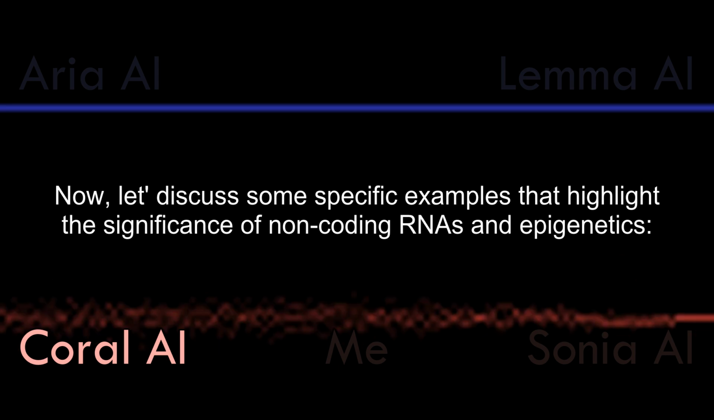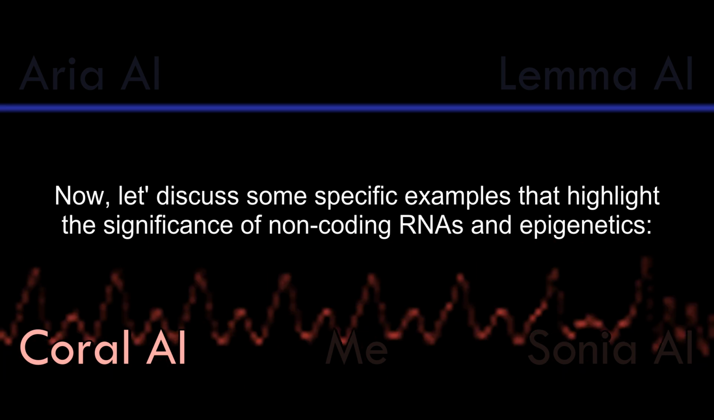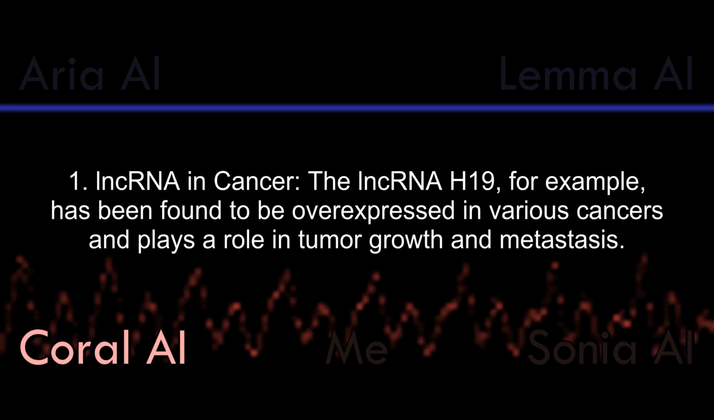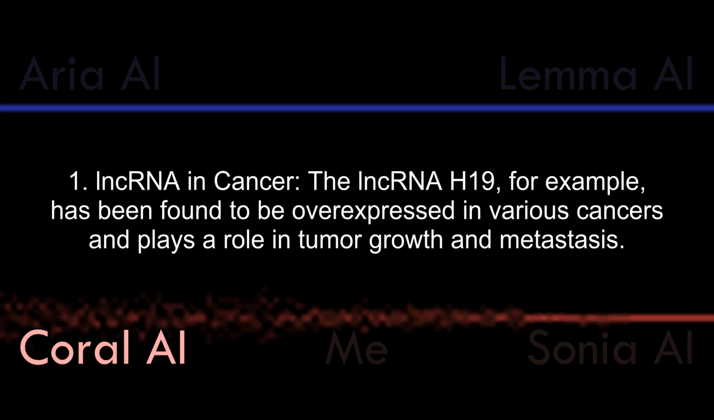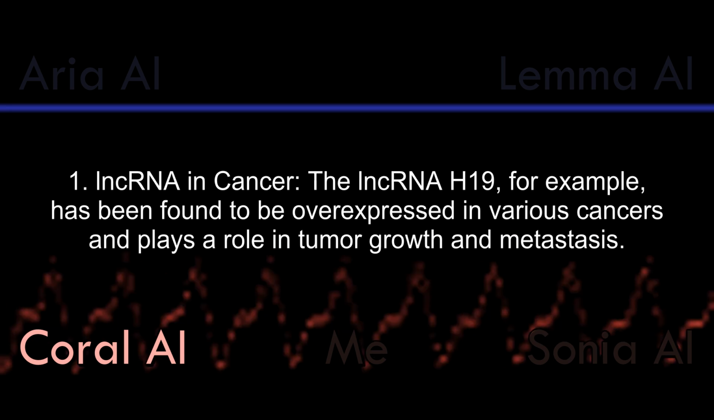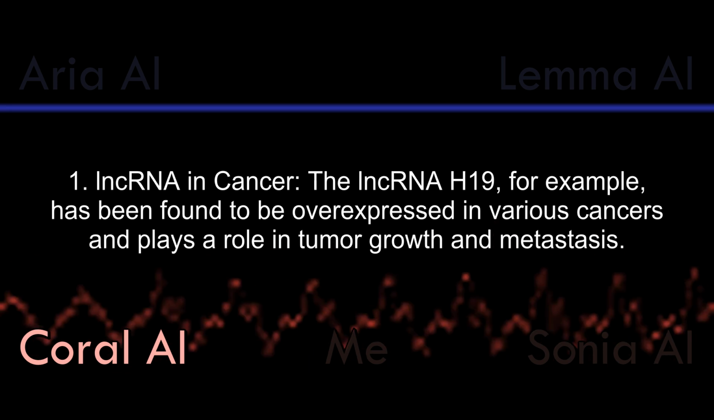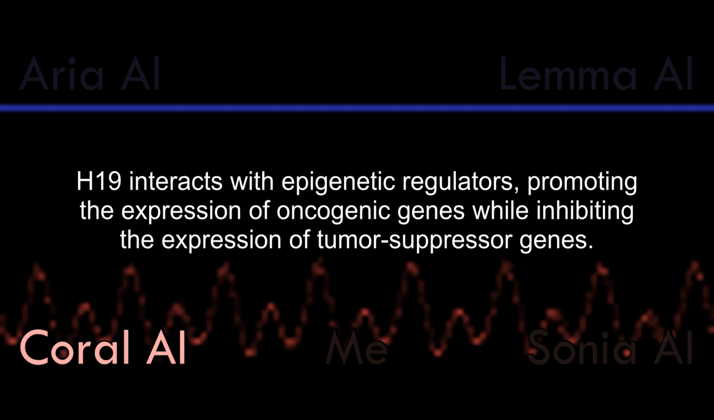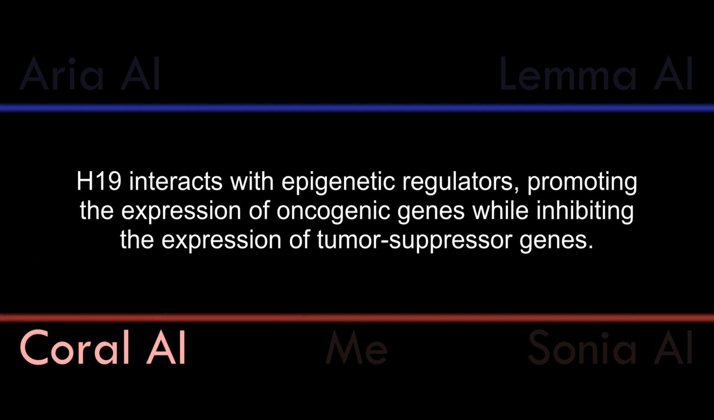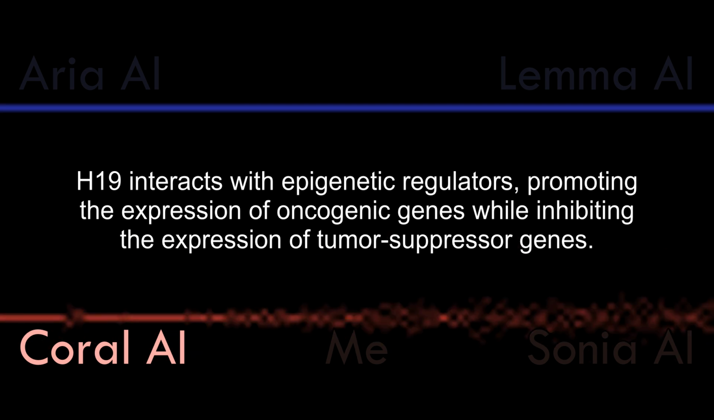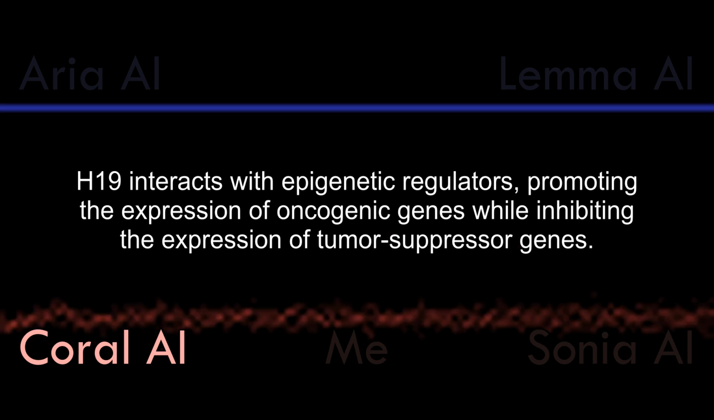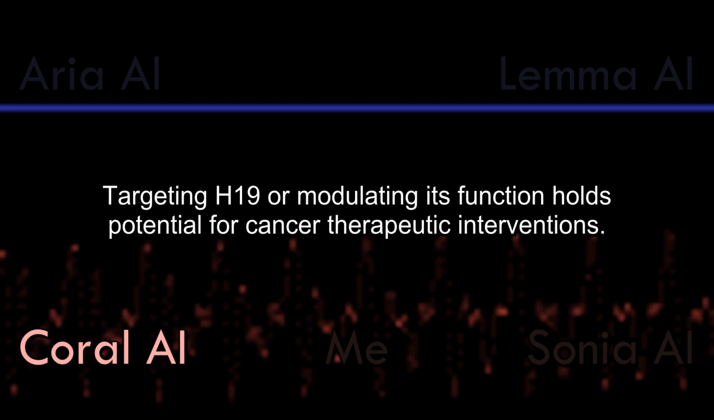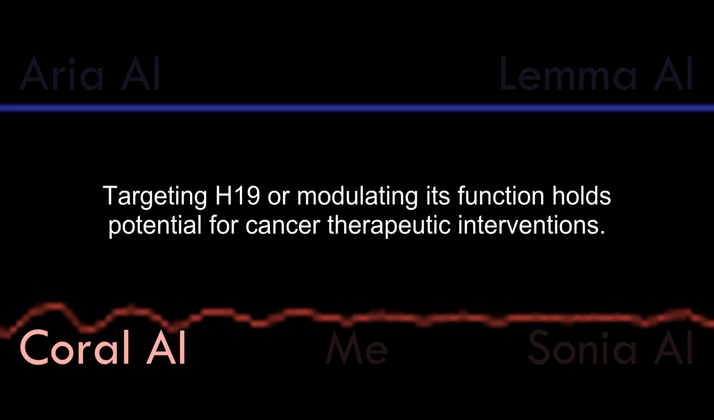Now, let's discuss some specific examples that highlight the significance of non-coding RNAs and epigenetics. 1. LNC-RNA in cancer. The LNC-RNA H19, for example, has been found to be overexpressed in various cancers and plays a role in tumor growth and metastasis. H19 interacts with epigenetic regulators, promoting the expression of oncogenic genes while inhibiting the expression of tumor suppressor genes. Targeting H19 or modulating its function holds potential for cancer therapeutic interventions.